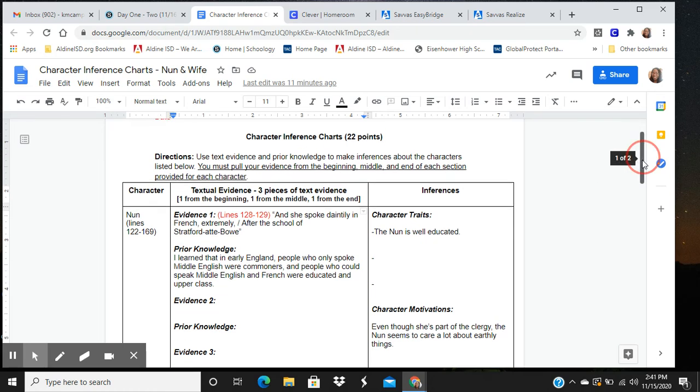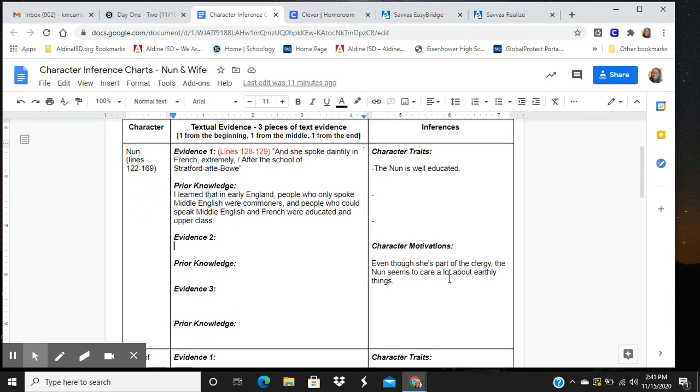And then if you go down to character motivations, you should have 2 to 3 sentences for character motivations. So I started you off and I said, even though she's part of the clergy, the nun seems to care a lot about earthly things. You might not be able to tell that from this specifically, but from what I've read about the nun, this is pretty accurate. So you would just need to add 1 to 2 more sentences for that.